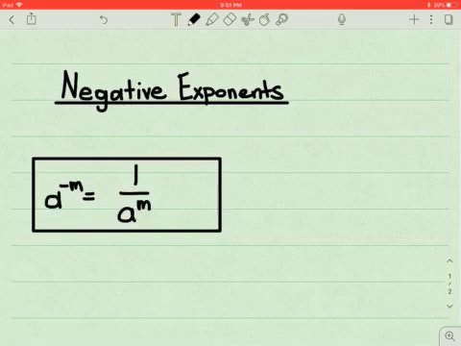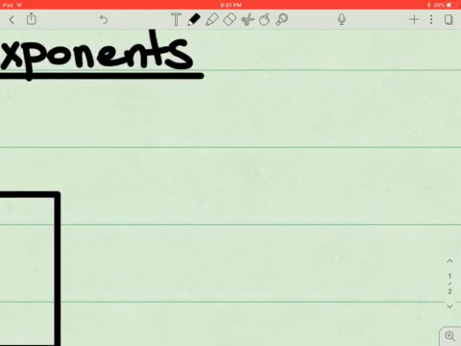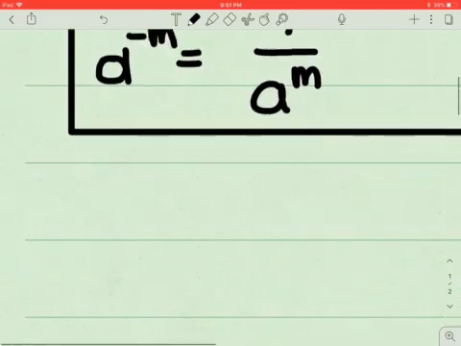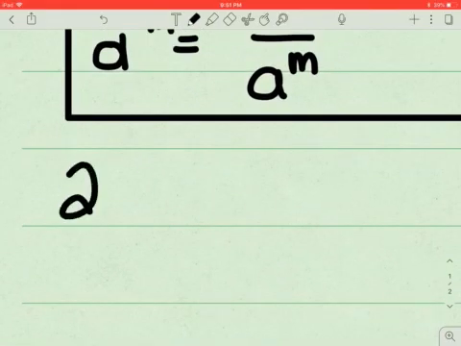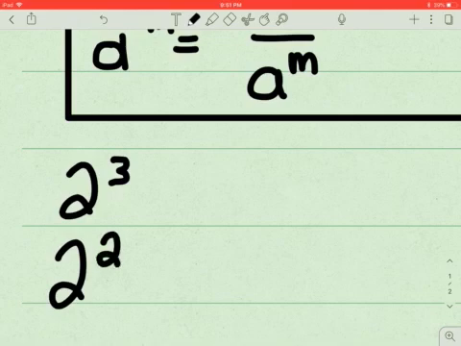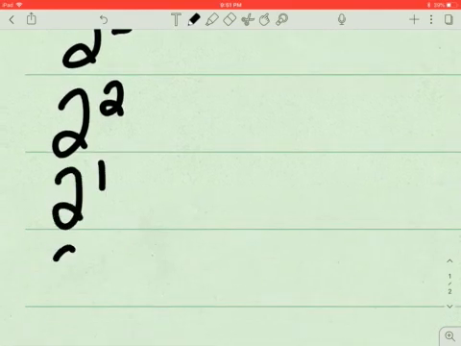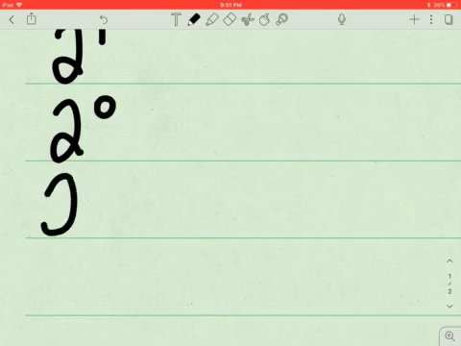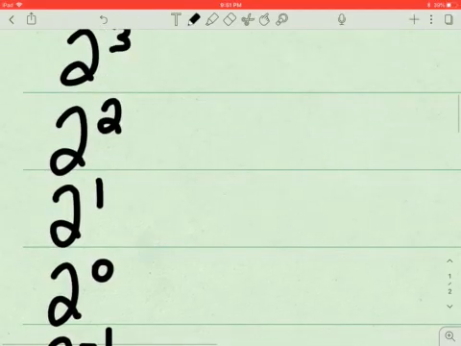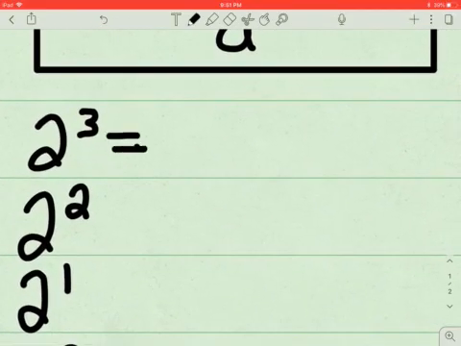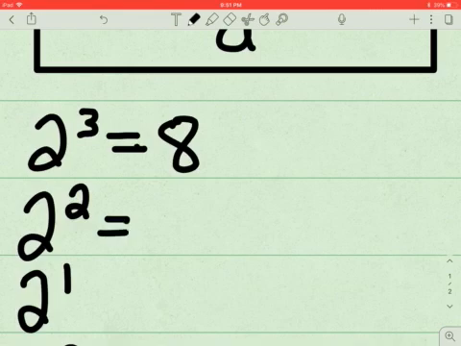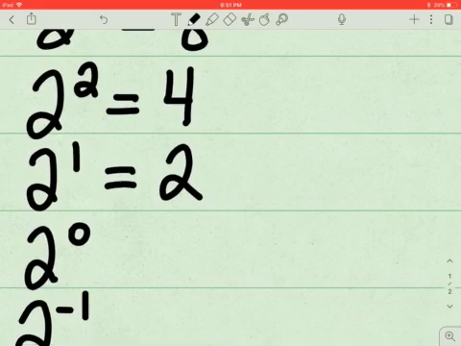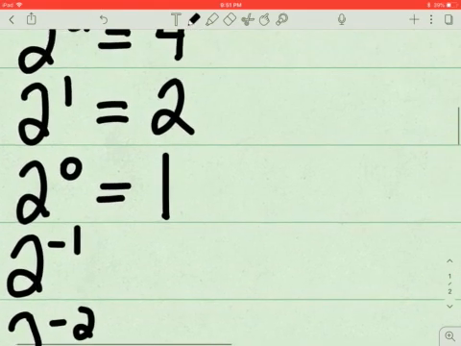So before we jump into examples, if you think back to when you had me in 6th grade, I would have done something that looked like this, where we had 2 to the third, 2 to the second, 2 to the first, 2 to the 0, 2 to the negative first, 2 to the negative second. And we would say 2 to the third is 8, because 2 times 2 is 4, times 2 is 8. 2 to the first is 2. Anything to the 0 power is 1.